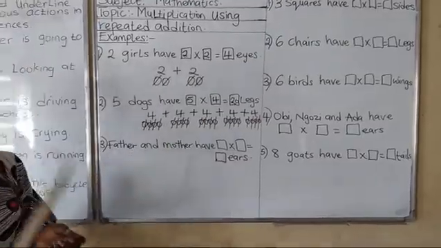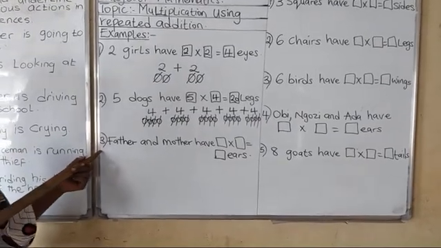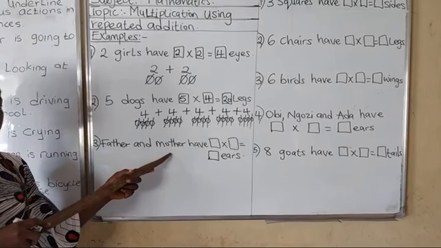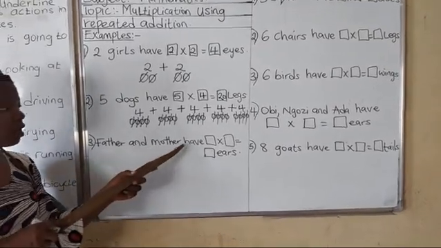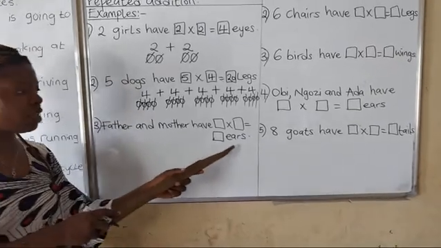Are you still following? Okay, we come down to the next question. Father and mother have box times box equal to box ears.